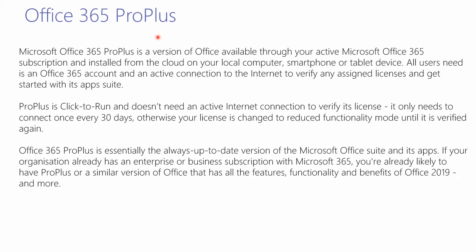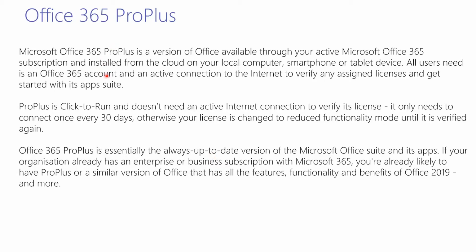Okay, Pro Plus and your Microsoft Business Productivity Suite have quite a few differences that we'll see in the next slide. Pro Plus is click to run and needs an internet connection only to verify its license. It only needs to connect once every 30 days. Otherwise, your license is changed to reduced functionality until it is verified again. So if you are using Pro Plus, it has to be verified once every 30 days. Okay, that your account is properly licensed, and the user account that you're using has the license required to run Pro Plus or not.